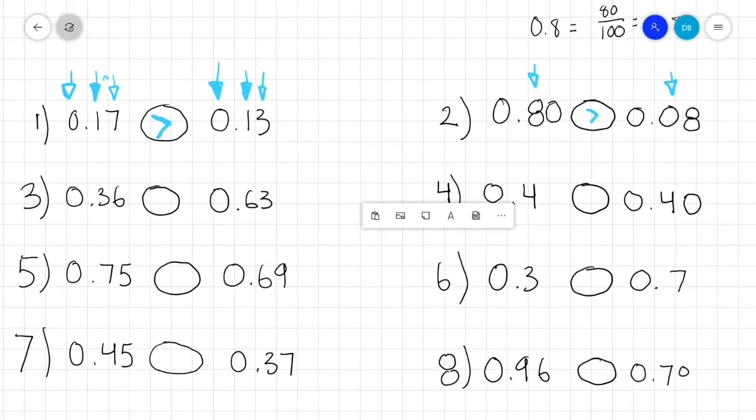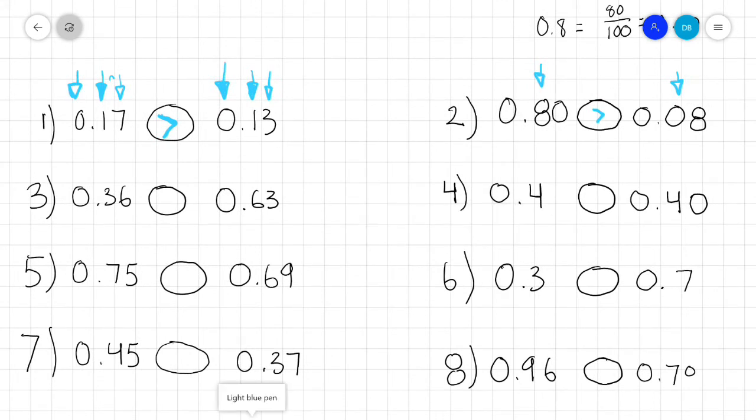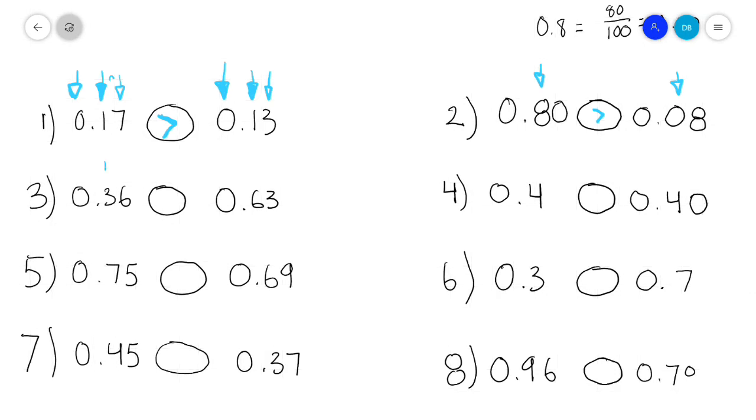Let's move on to number 3. All right, here we're dealing with hundredths and hundredths, right? We have 36 hundredths and 63 hundredths. So in the tenths column here, we have a 3. In the tenths column here, we have a 6. We don't even have to go any further. We know that 6 is greater than 3, so 63 hundredths must be greater than 36 hundredths.